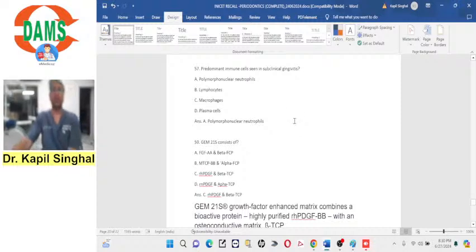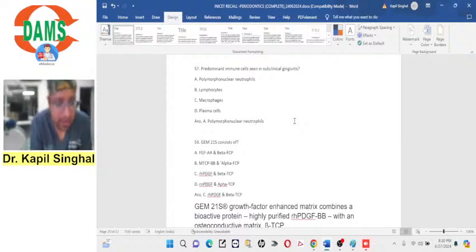Okay. Next question is the predominant immune cells in subgingival gingivitis. We all know in subgingival gingivitis, neutrophils are the maximum in number, about 90%. So the answer here would be A, PMNs.